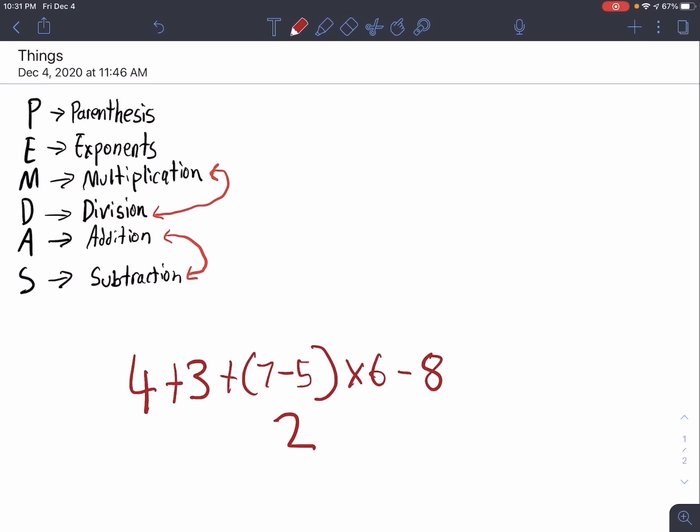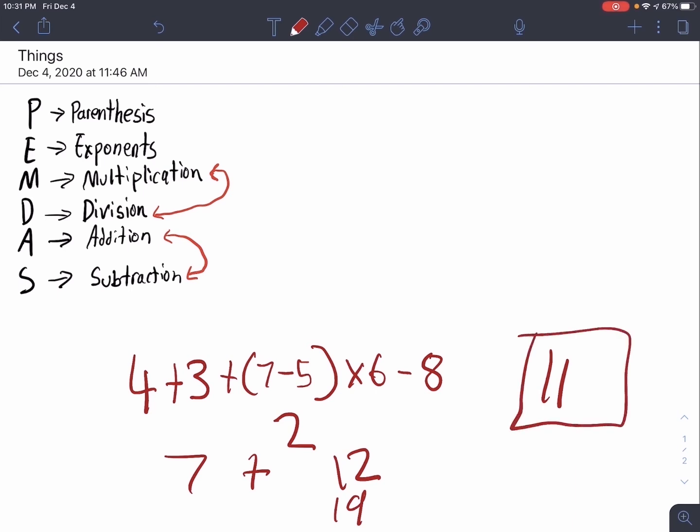Then you would look at the next highest priority, which is multiplication in our problem, which would be 2 times 6, which is 12. Then 12 minus 8, 4 plus 3, which would give you 7 plus 12. So 7 plus 12, which is 19, minus 8. And you get 11 at the end. So the answer to this problem right here is 11.